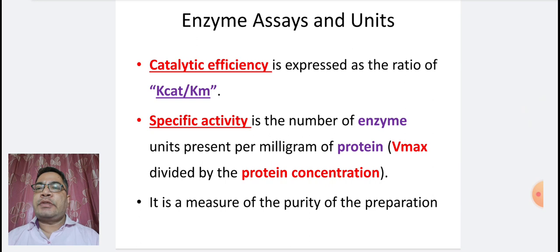Catalytic efficiency is expressed as the ratio of kcat upon Km. The specific activity is the number of enzyme units per milligram of protein, that is Vmax divided by protein concentration. It is a measure of the purity of the preparation.